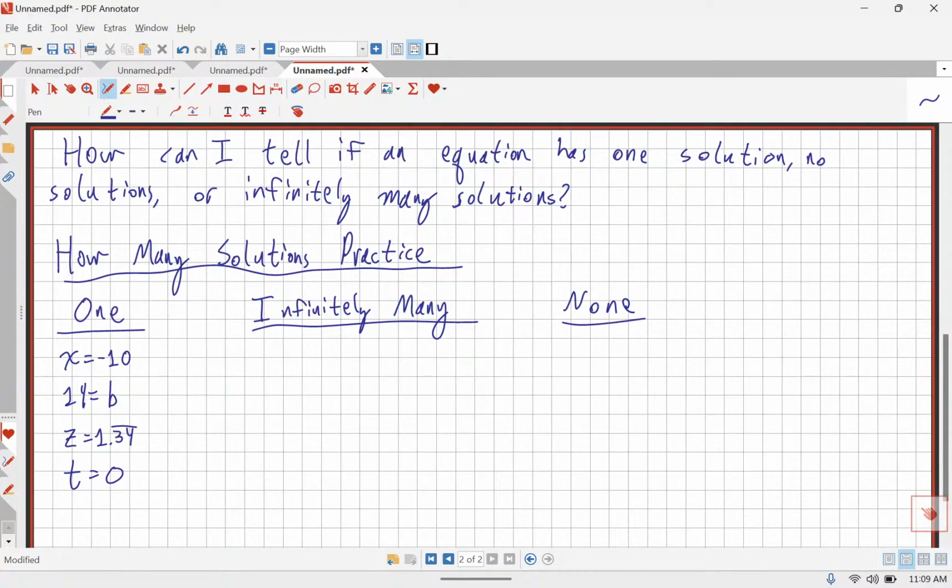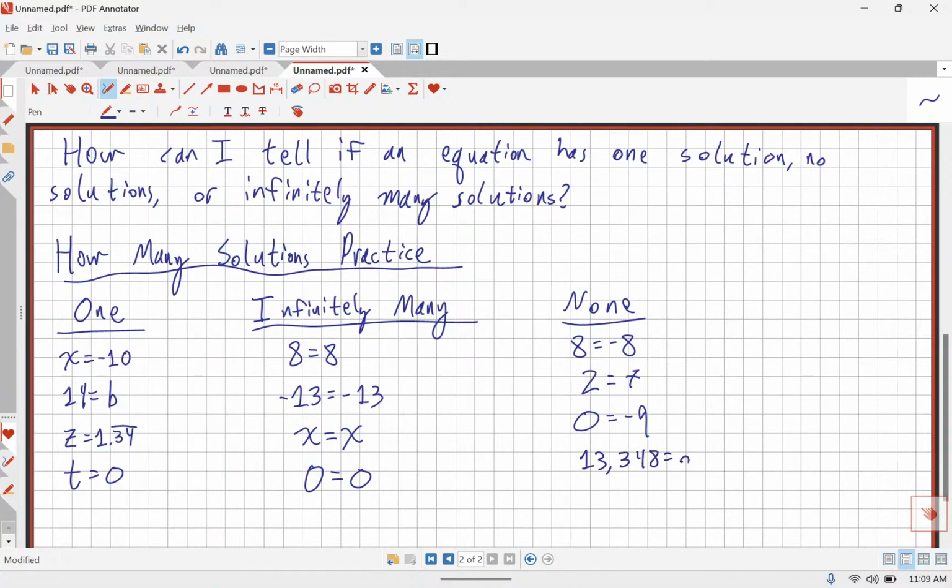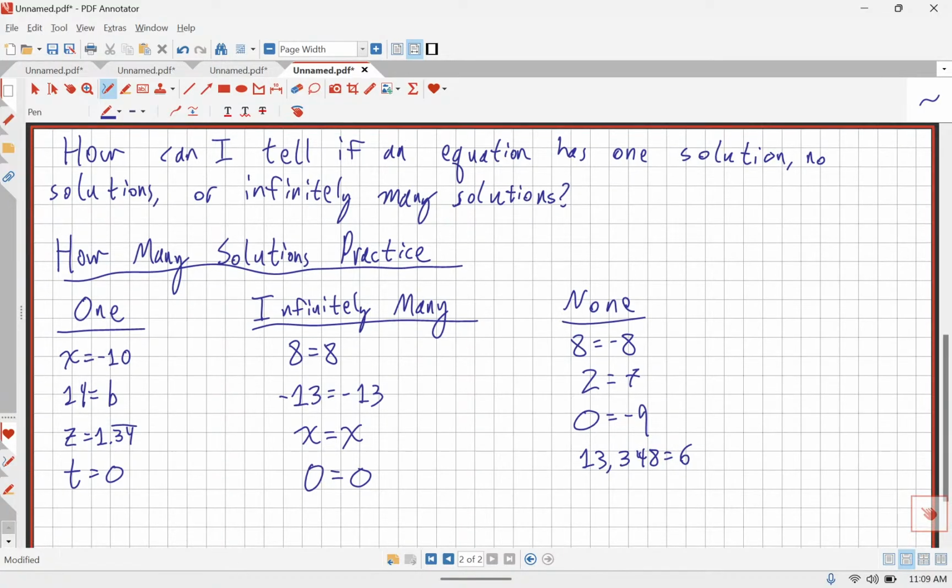Infinitely many solutions when you get something that is true, like 8 equals 8. Negative 13 equals negative 13. X equals X. 0 equals 0. Those all mean infinitely many solutions when you get something that is true. No solutions when you get something that's false, like 8 equals negative 8. 2 equals 7. 0 equals negative 9. 13,348 equals 6. These are all no solutions.